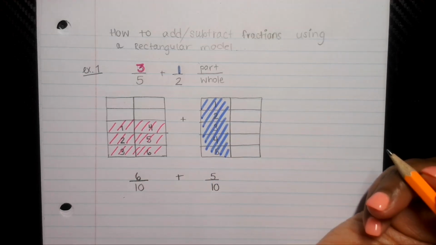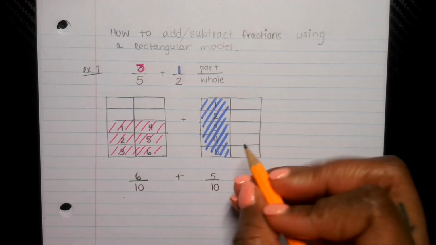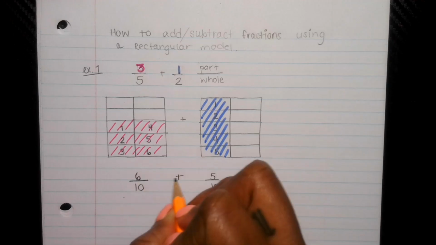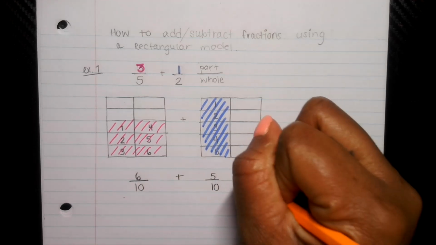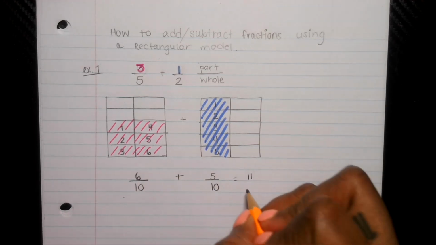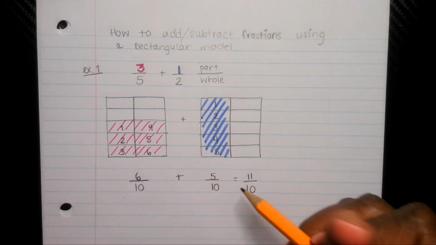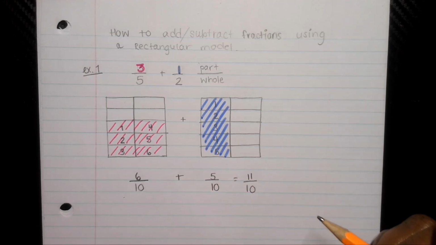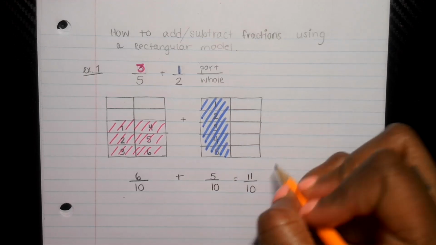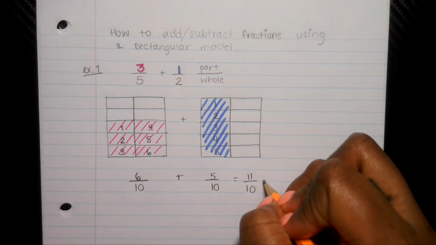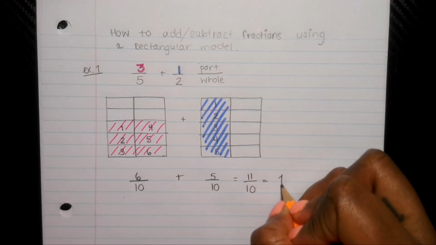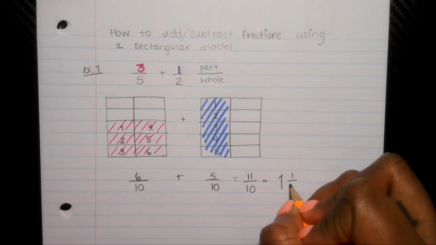Next, we're now going to add them together. 6 plus 5 is 11. We keep the same denominator, which is 10. This becomes 11 out of 10. If you are further along or more advanced, this is actually 1 whole and 1 out of 10 remaining.